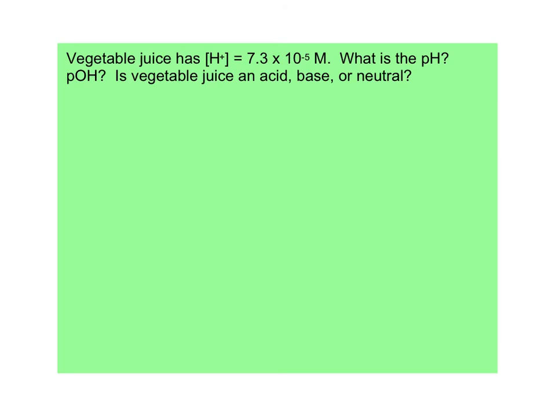So let's try a couple of problems. Vegetable juice has a hydrogen ion concentration of 7.3 times 10 to the negative fifth moles per liter, or we say molar. We want to know what the pH is, what the pOH is, and if vegetable juice would be acidic, basic, or neutral.